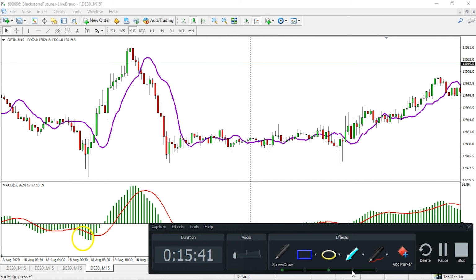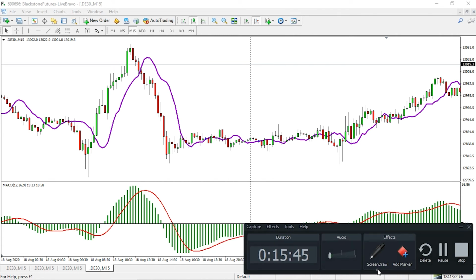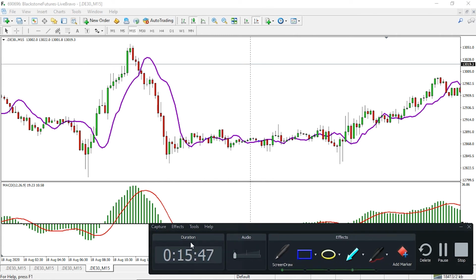Now, let's just remove that quickly. There you can see my histogram close inside of that moving average, and that now tells me that I am ready to start looking for a long trade. Okay, so to do that, I need a candle close inside of the moving average.